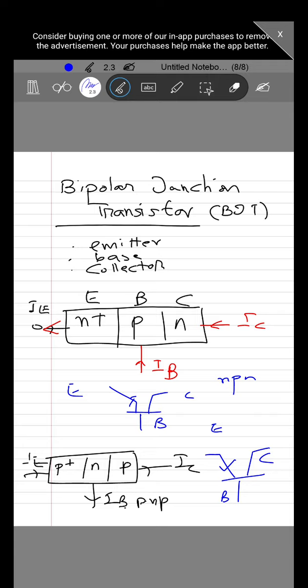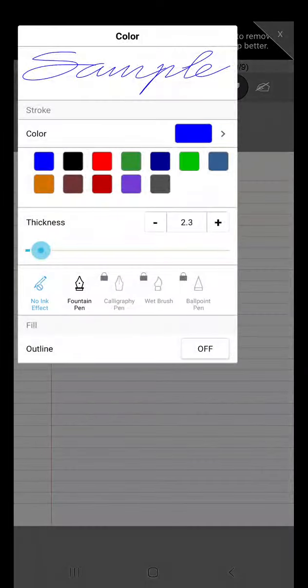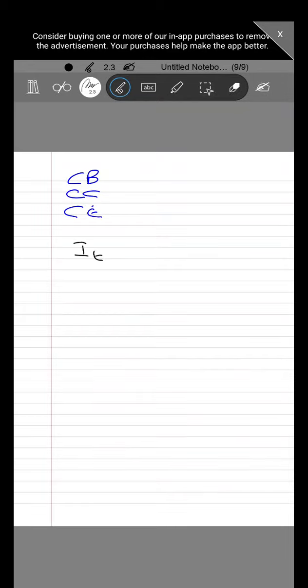So in a BJT we have three configurations: the common base configuration, the common collector configuration and the common emitter configuration. Now there are some parameters associated with a transistor. First of all, the total emitter current going inside is the sum of the collector current and the base current, and there is a quantity alpha, given as IC by IB.